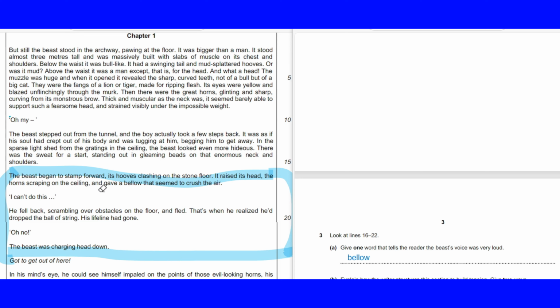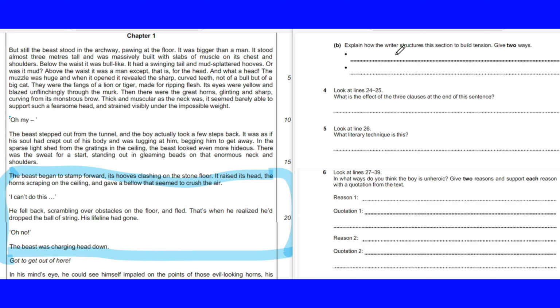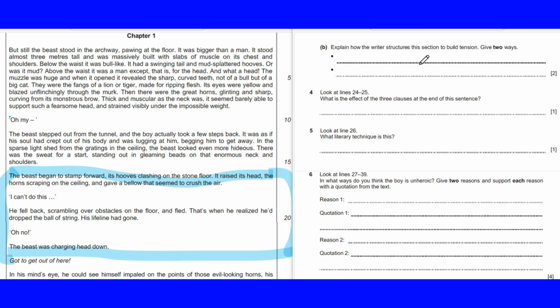So that is the answer for number 3A. Gave a bellow that seemed to cross the air. So it was really loud. Next, let's move on. Now we are in question 3B. Explain how the writer structures this section to build tension. Give two ways. Okay, 1, 2, 10 seconds from now, still in the same section.